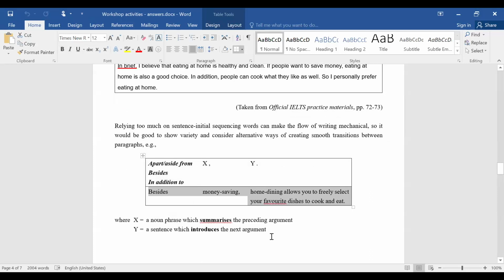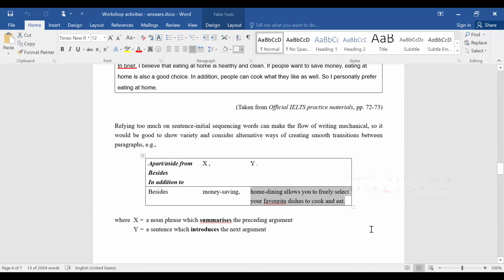Besides money saving, home dining allows you to freely select your favorite dishes to cook and eat. Money saving is actually an argument that the candidate puts forward in the previous paragraph. I'm using a noun phrase to summarize what I've pointed out in the previous paragraph before I move on to introduce to my reader this following argument.